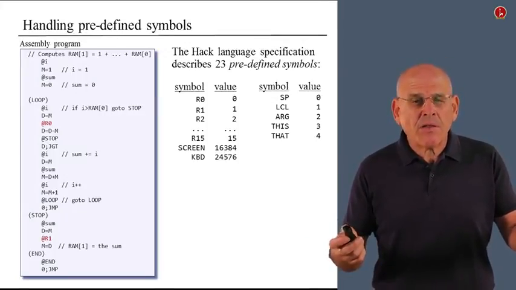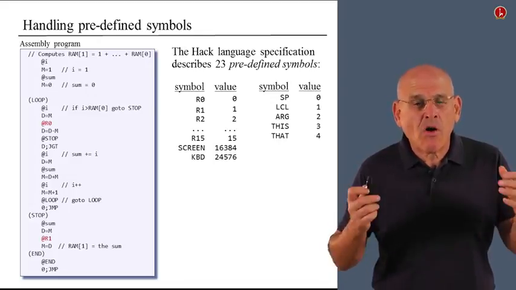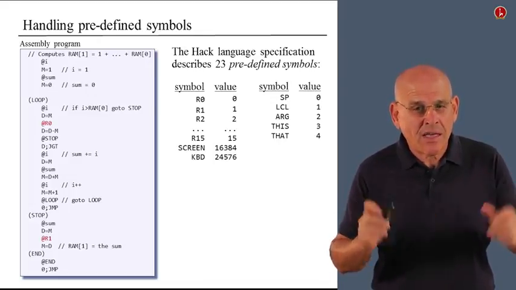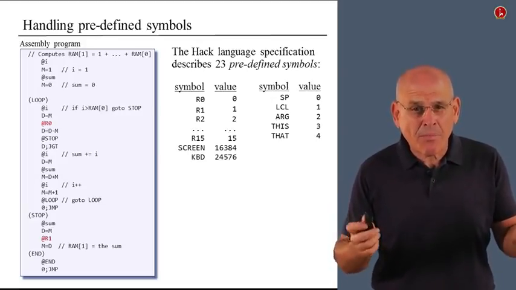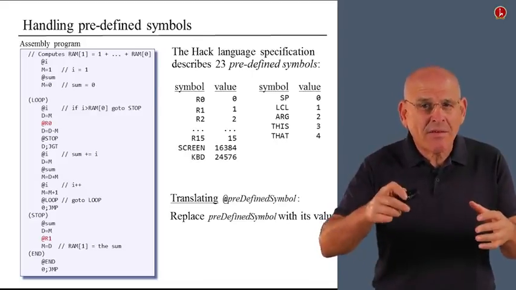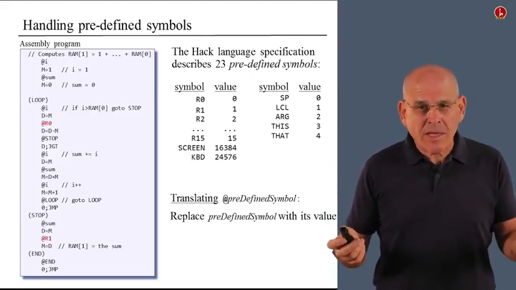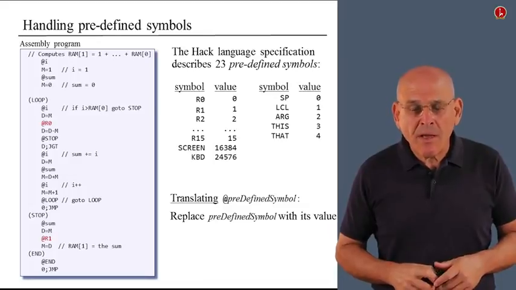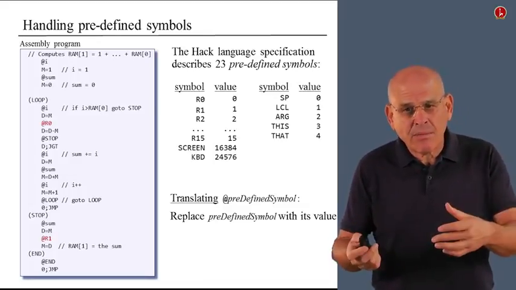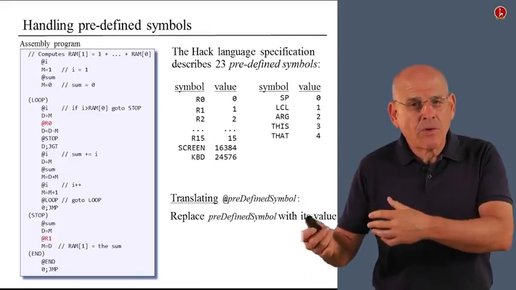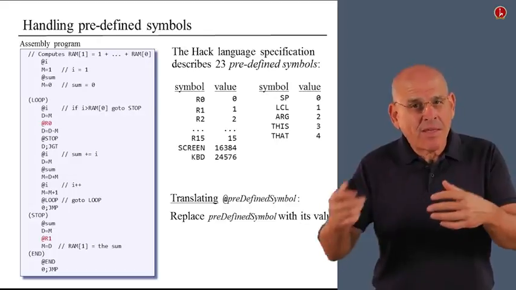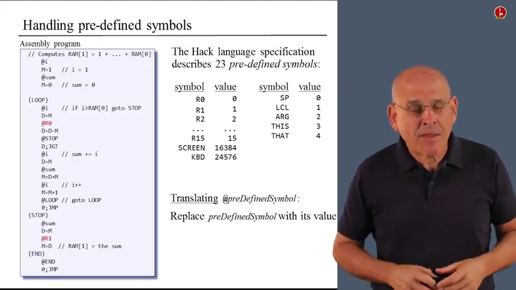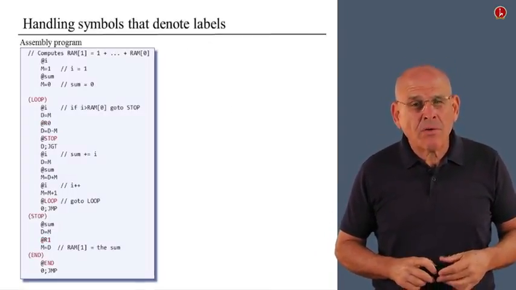Well, first of all, we have to realize that these symbols come to play only in the context of A instructions. So the only place where you can see such a symbol popping up in a program is an instruction like at predefined symbol. How do you translate this instruction into binary? Well, you simply replace the predefined symbol with its corresponding value, which is a decimal number. And now the only thing that remains is to translate the at decimal number into binary, and this is something that we discussed in the previous unit. So case closed. We know how to handle predefined values.